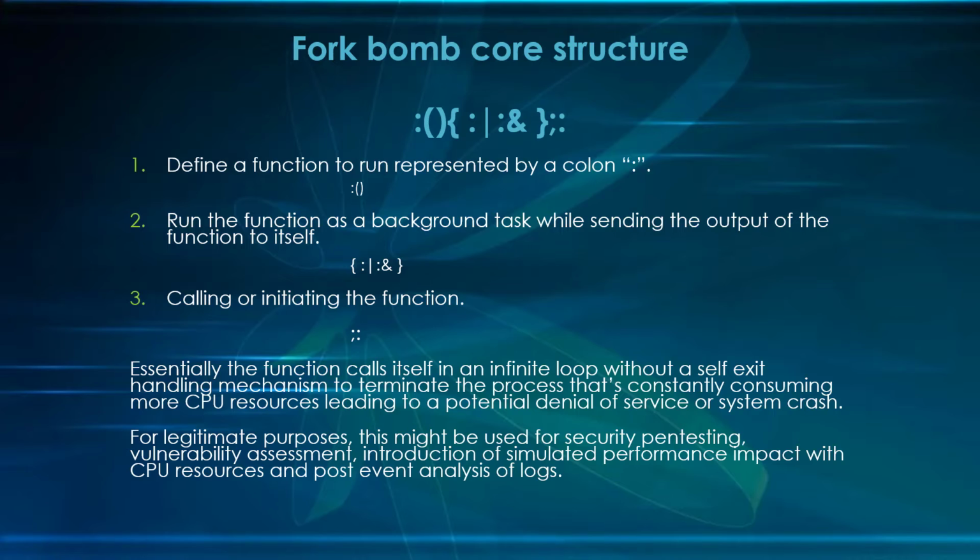Looking at the fork bomb core structure, there's a single line command that has three primary components, including: number one, defining the function that's represented by a colon; number two, running the function as a background task while sending the output of the function to itself; and number three, calling or initiating the function colon.